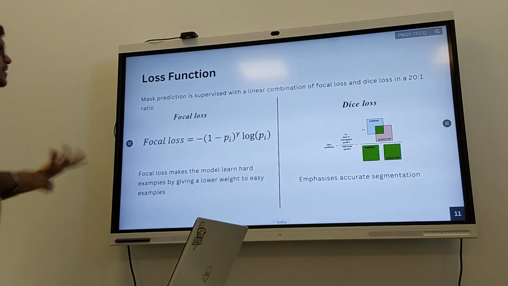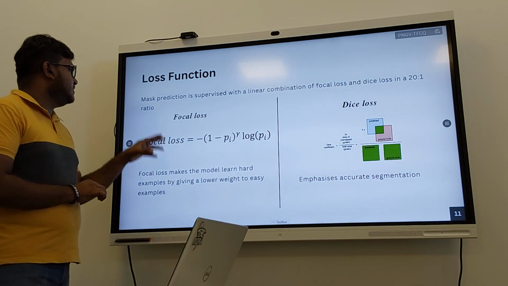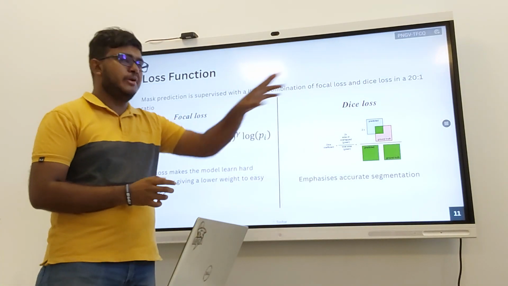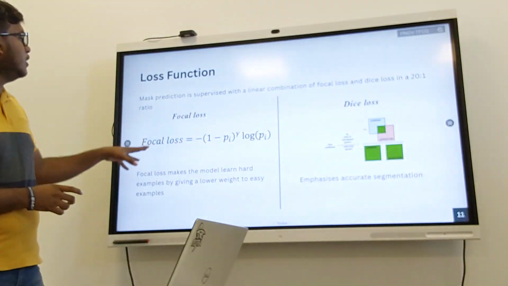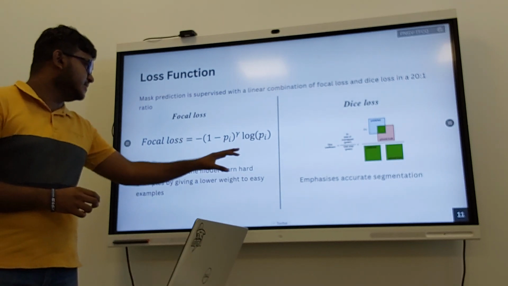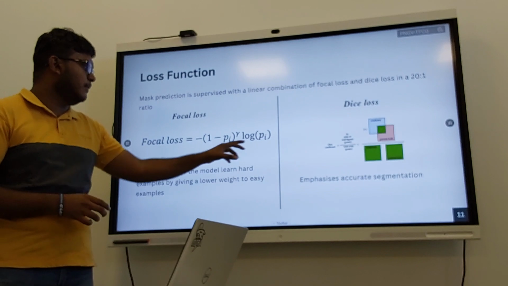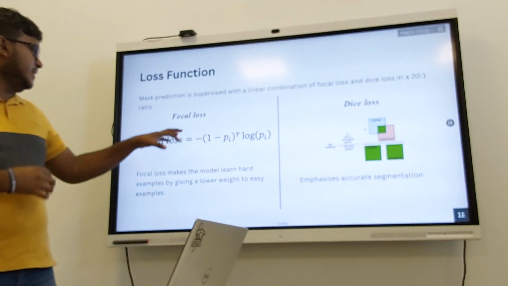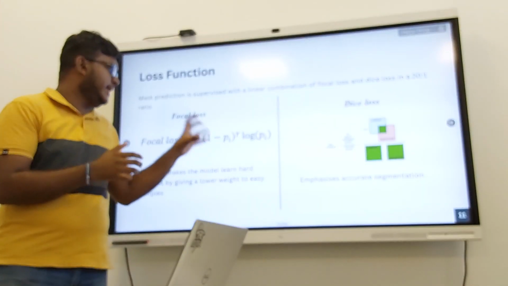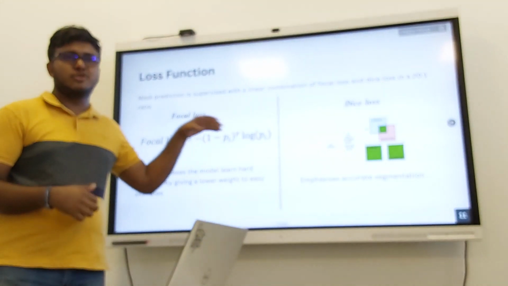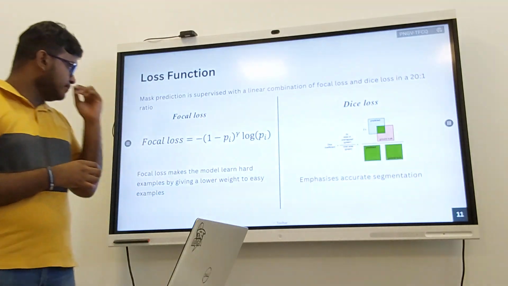Then during training they are using a loss function with a combination of focal loss and dice loss. The ratio is 20:1. The focal loss is something like this: minus (1 minus p_i) to the power of gamma times log p_i. So this is a weighted loss, kind of a weighted version of the cross entropy.